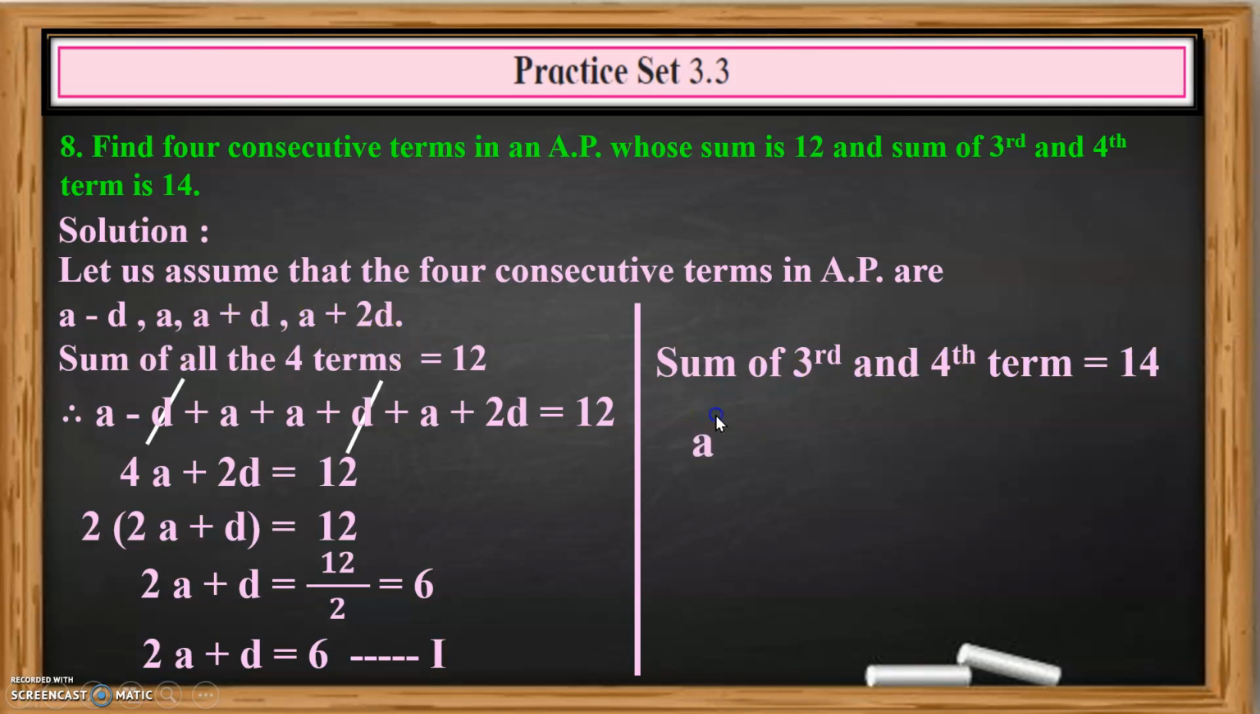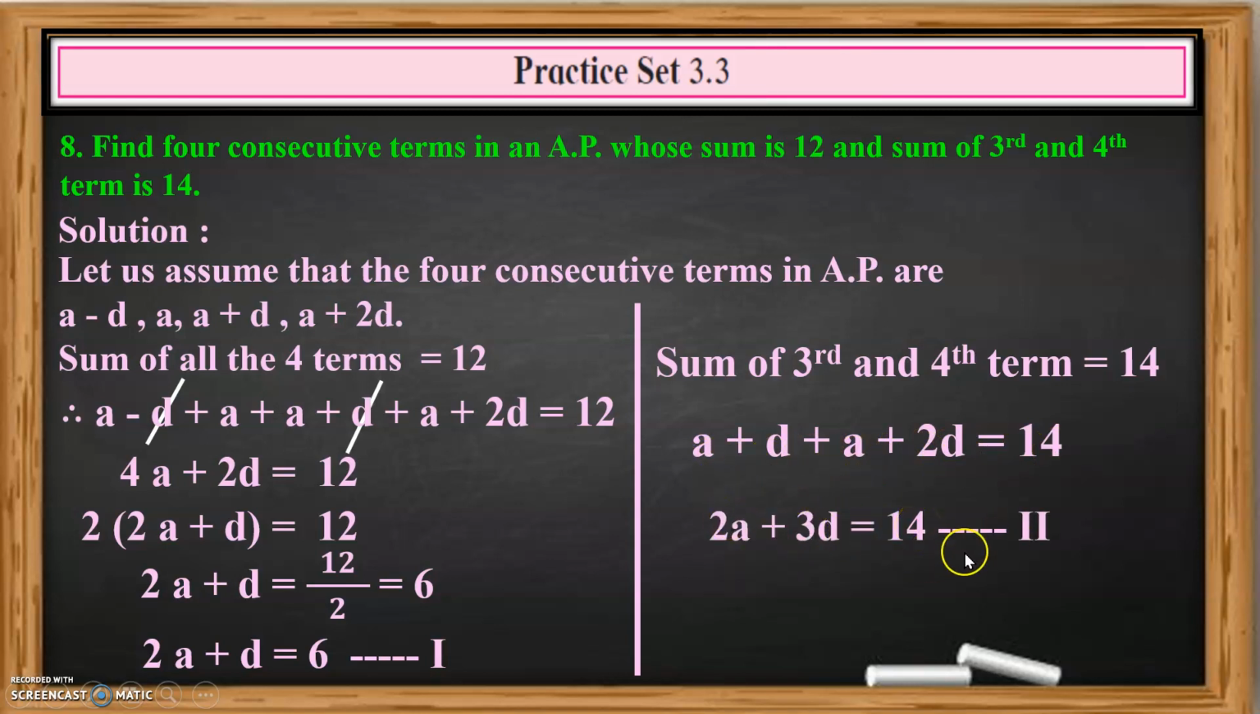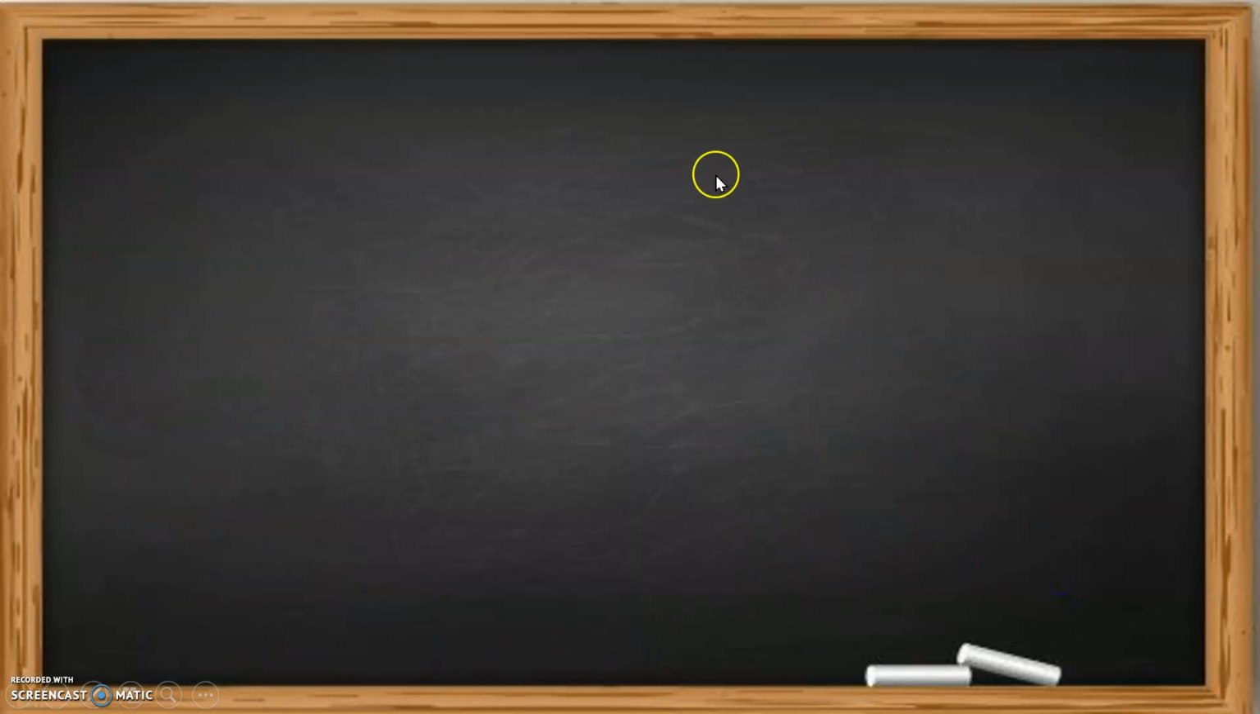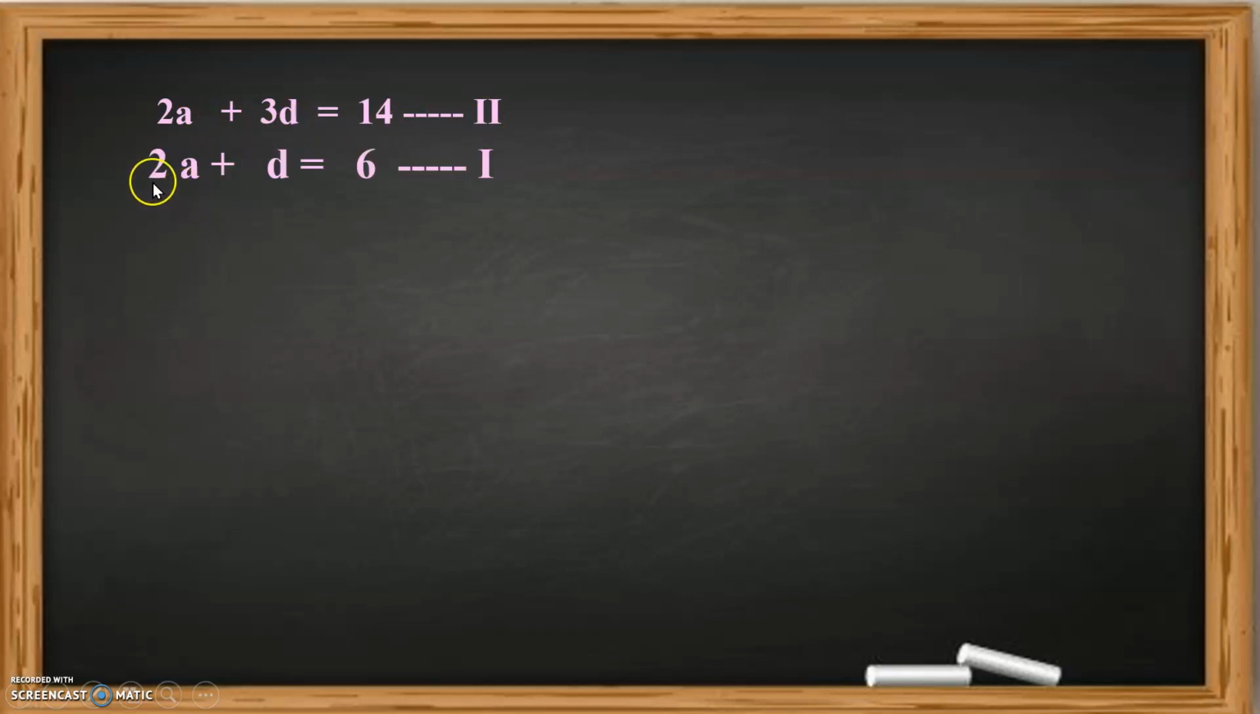So I am going to write them as a plus d plus a plus 2d equal to 14. So let's add them. You will get 2a plus 3d equal to 14. Now this is equation 2 because nothing is common here. So this is directly our equation 2. Now we have got 2 equations which we need to solve simultaneously. So we'll go on to the next slide. That is 2a plus 3d is equal to 14. I've taken the second equation first. I'll take the first equation now.